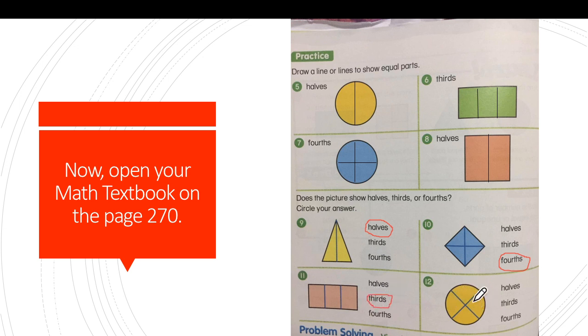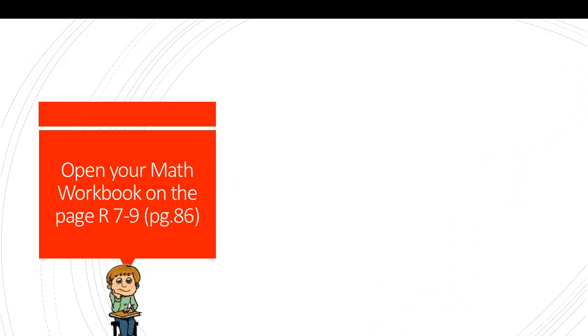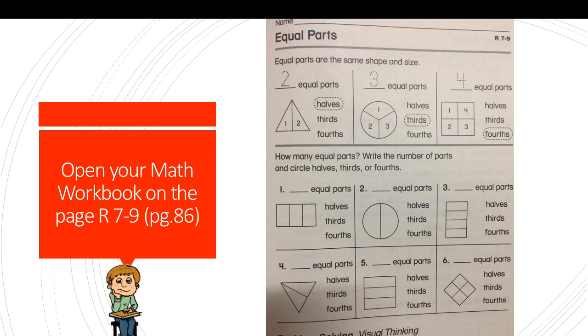And the last one, we have a circle divided into one, two, three, four equal parts. Four equal parts. What do we call four equal parts? We call them fourths. Well done. Now please, done with the textbook. Open up your workbook on the page R79. It is also page 86, but the first one, it looks like this.